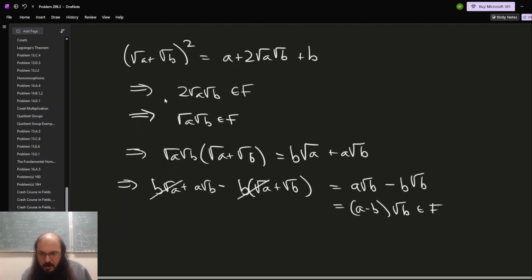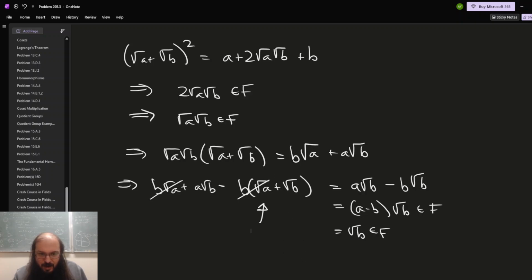And since a and b are different, this is not 0, so I can divide by it. That gets me square root of b in F. You can reverse this logic at this critical step here to also get square root of a. Not reverse it, but turn it around, right? Because you subtract off a times that stuff instead to cancel the other guy. Okay, that handles the first part.